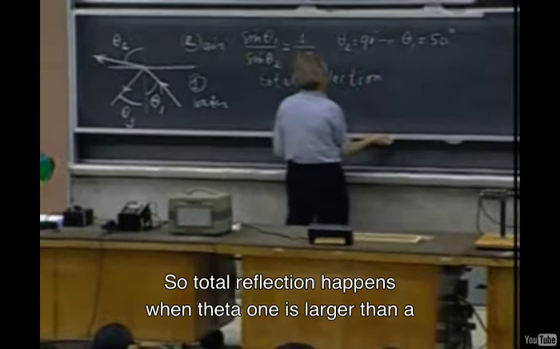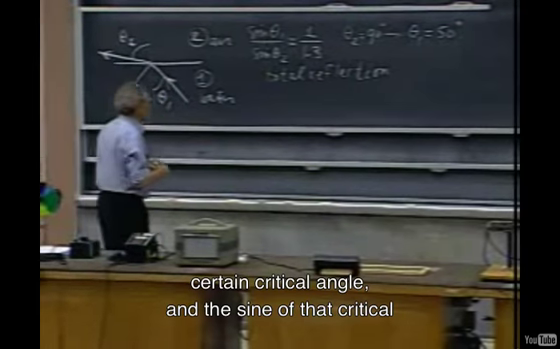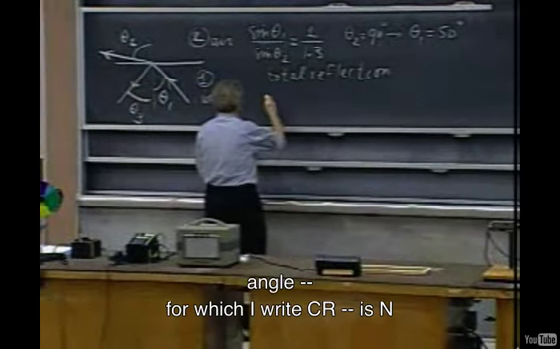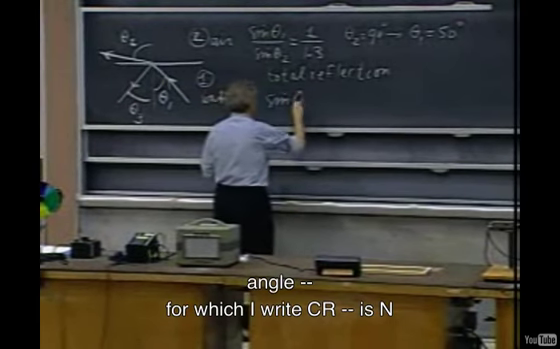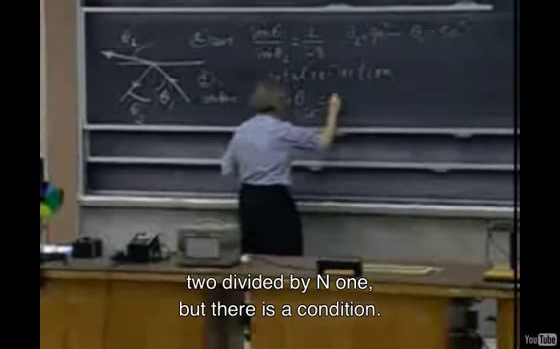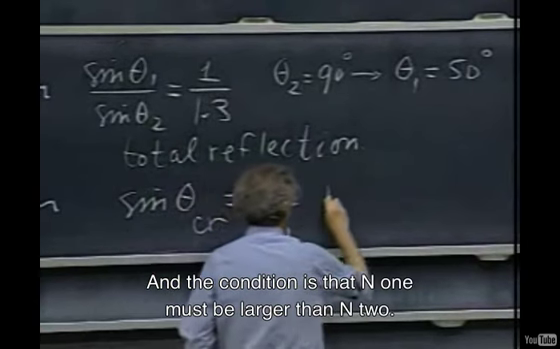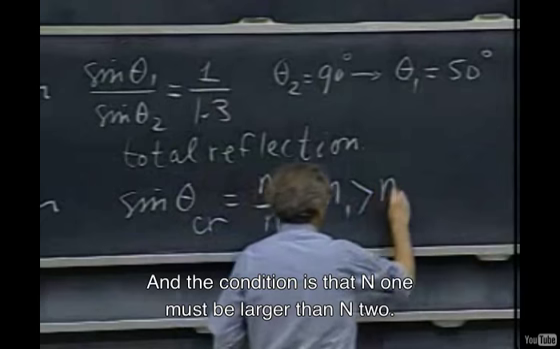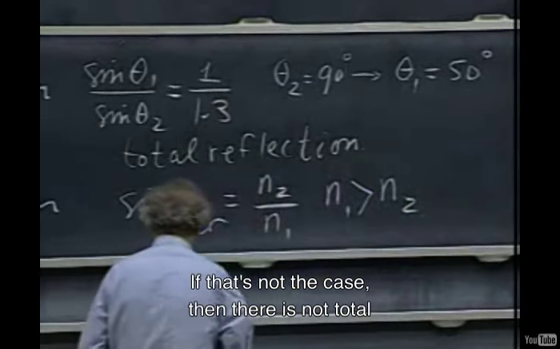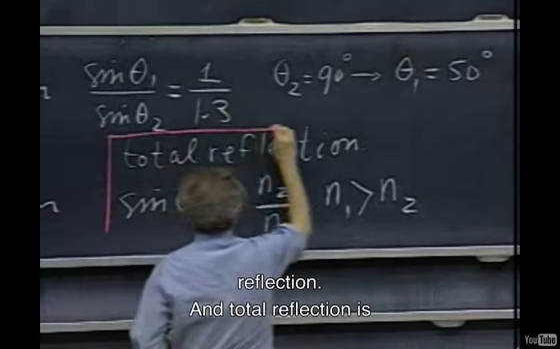So total reflection happens when theta 1 is larger than a certain critical angle, and the sine of that critical angle, for which I write CR, is n2 divided by n1, but there is a condition, and the condition is that n1 must be larger than n2. If that's not the case, then there is not total reflection.